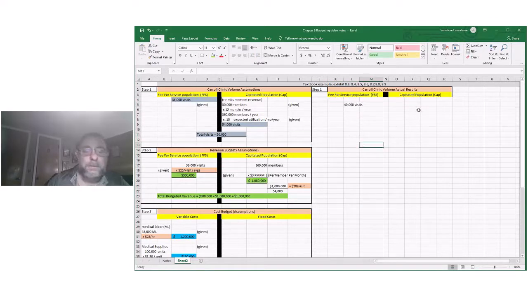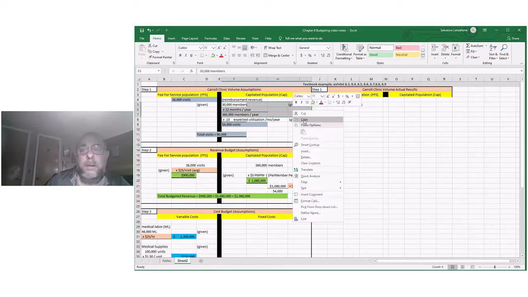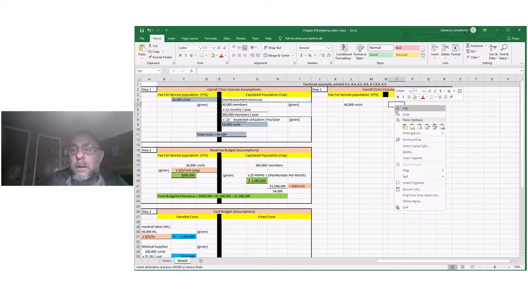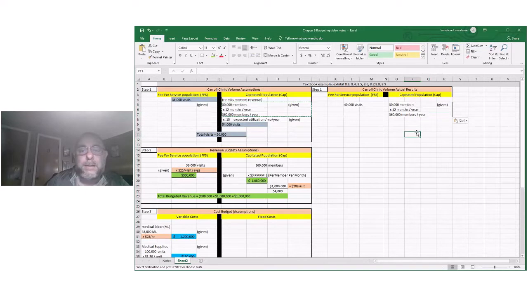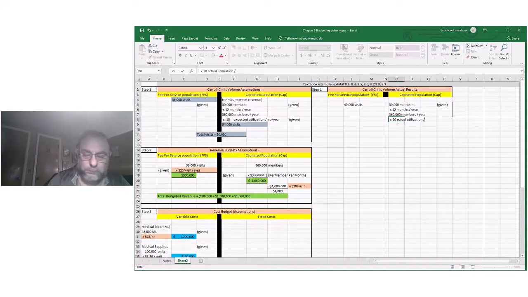And from a capitated population, 30,000 members times 12. Let's put this here. Okay, so that part being the same, but then the expected utilization ended up being 20%, not 50%. So if you do that math, that comes out to 72,000 visits.